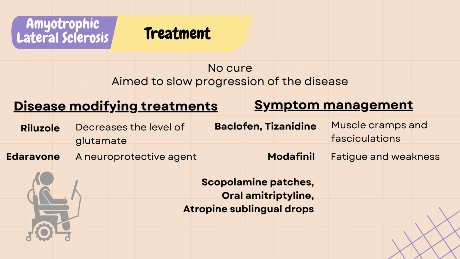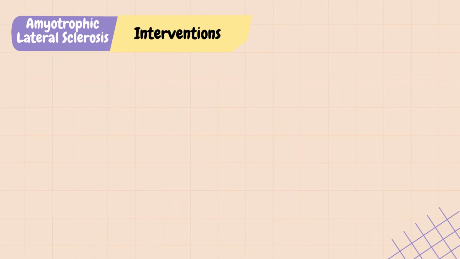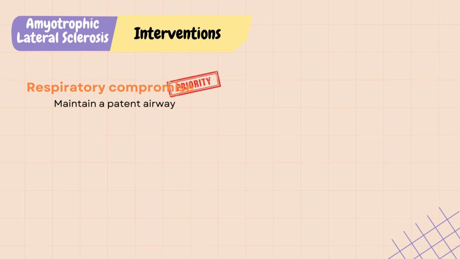Anticholinergic drugs such as scopolamine patches, oral amitriptyline, and atropine sublingual drops can reduce sialorrhea or excessive drooling. Antidepressants can be used for the pseudobulbar effect. Nursing interventions. As with most neurologic disorders, monitoring for respiratory compromise is always a priority. Because of the weakened respiratory muscles, it is difficult for ALS patients to clear phlegm or mucus. So it is important to maintain a patent airway and prevent aspiration pneumonia.